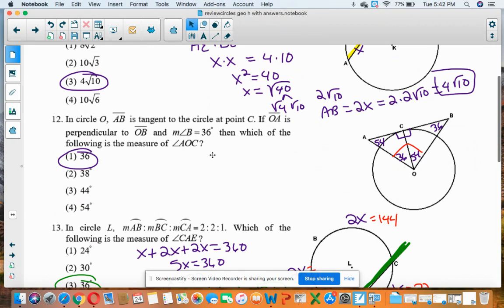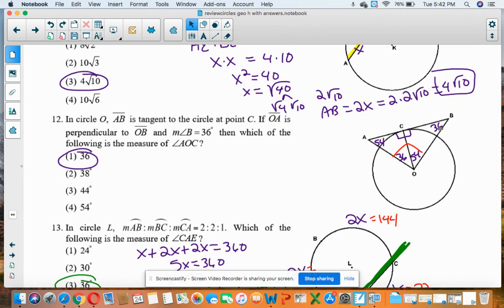12 looks a little confusing, but one of the rules I have to remember on 12 is that when I have a tangent, which is AB, and this radius right here, CO, they're perpendicular, so they're going to form a right angle. They also told me in the given that AO is perpendicular to OB, so this is a right angle that's right here also.